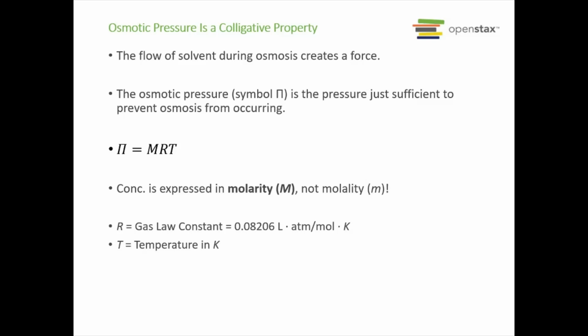So for this equation, the osmotic pressure is equal to MRT. We've been looking at molality, now we are going back to molarity. So our concentration is big M, molarity. R is our universal gas constant, and we're going back to the 0.08206 liter atm per mole Kelvin, and our temperature is in Kelvin.